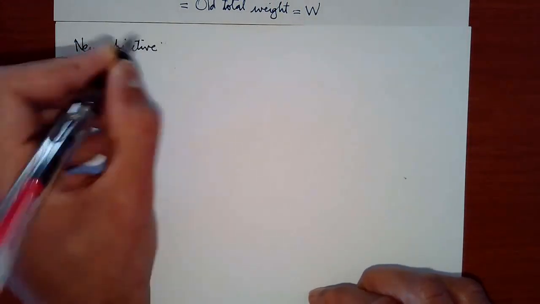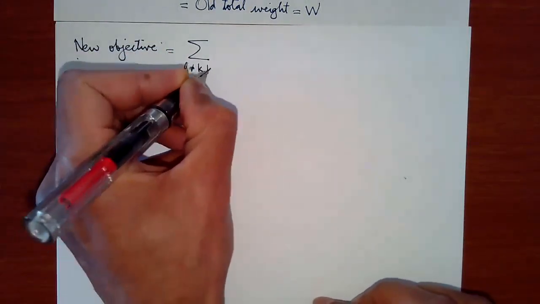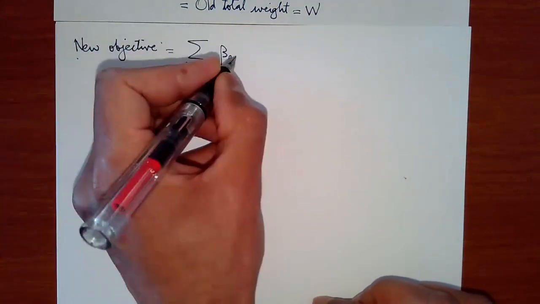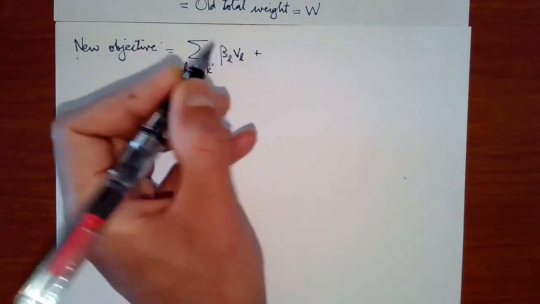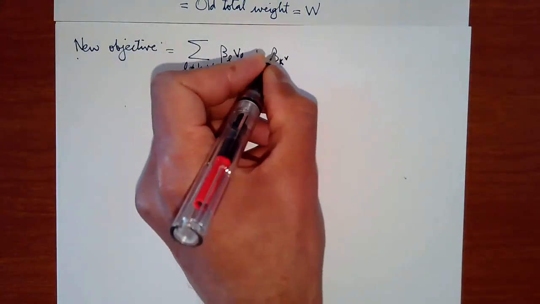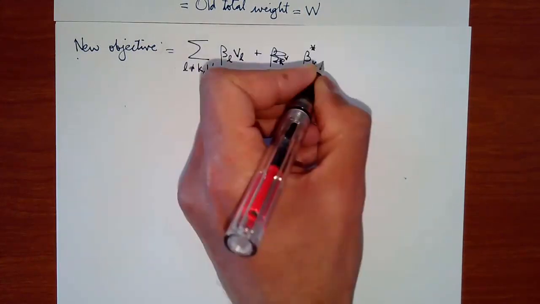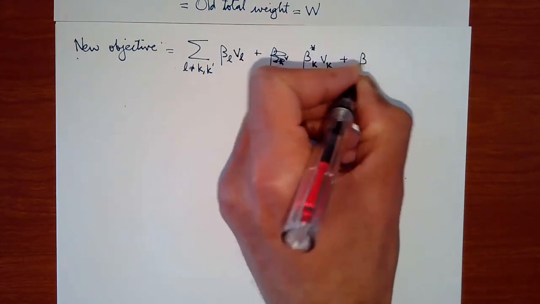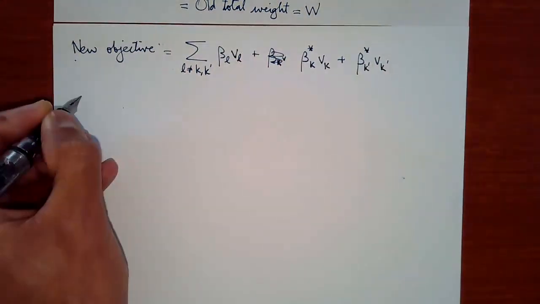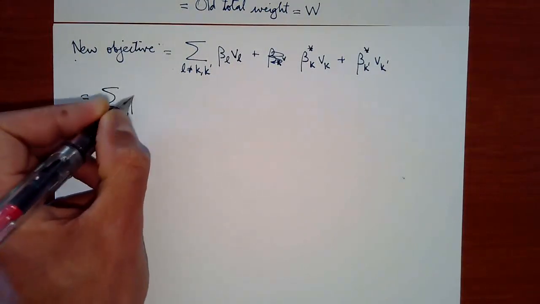What is the new objective value? So this is for k, k prime. You just got whatever you had before: beta L times the value of L, plus beta star k, value of k, plus beta star k prime, value of k prime. Just moving things over here to make it easier to read.